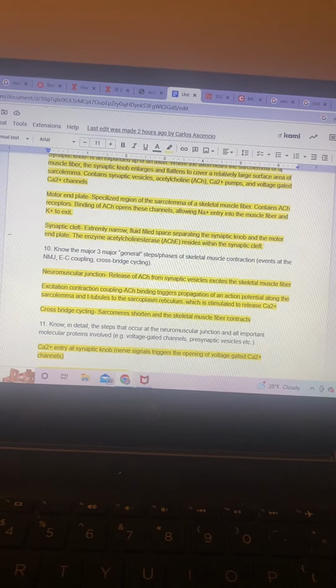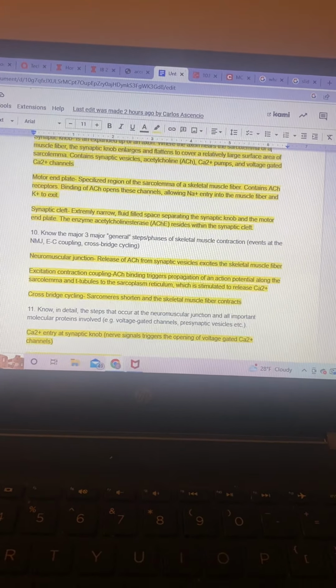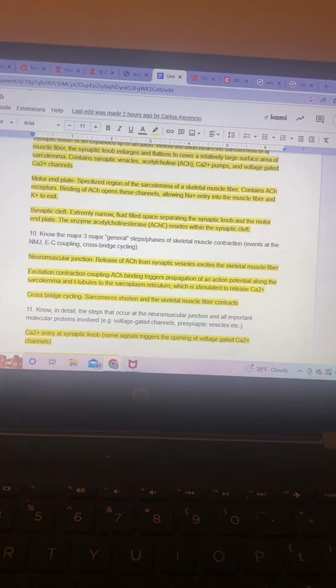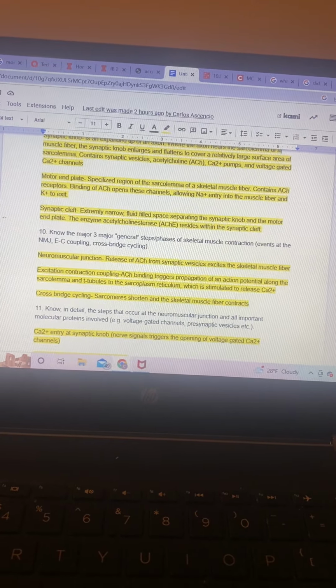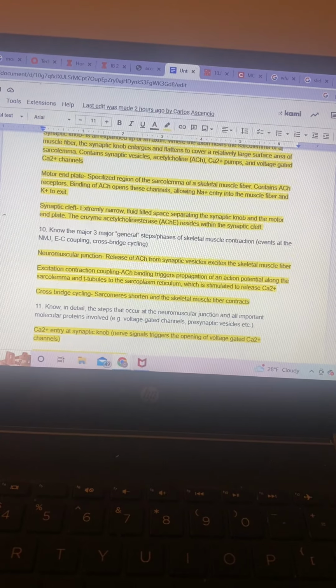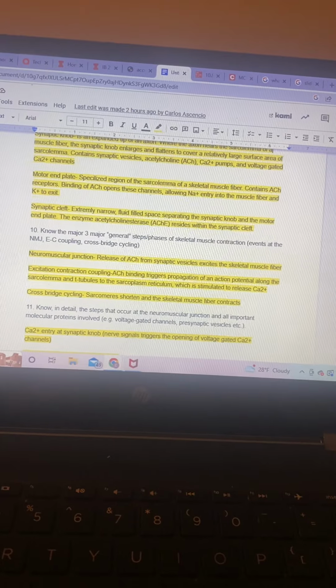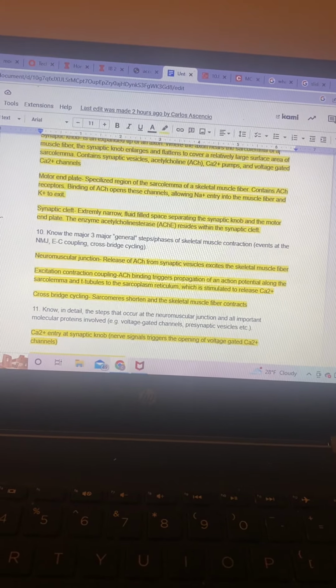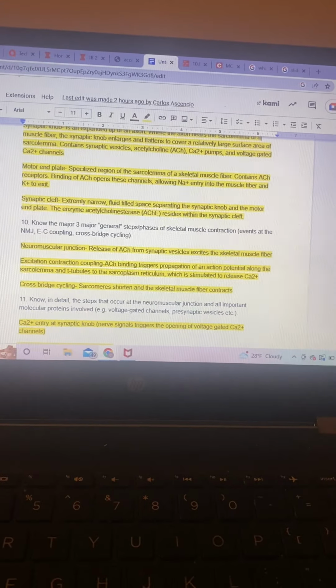Now, the 3 major general steps of skeletal muscle contraction. The first one is the neuromuscular junction, which is the release of ACh from synaptic vesicles, which excites the skeletal muscle fiber. The second one is excitation-contraction coupling, which is when ACh binding triggers propagation of an action potential along the sarcolemma and the T-tubules to the sarcoplasmic reticulum, which is stimulated to release Ca2+. The third one is cross-bridge cycling, in which sarcomeres shorten and the skeletal muscle fibers contract.